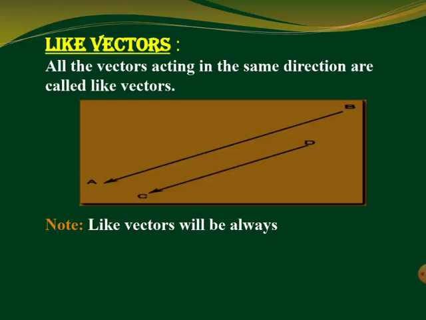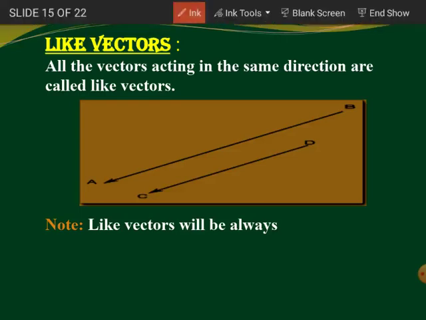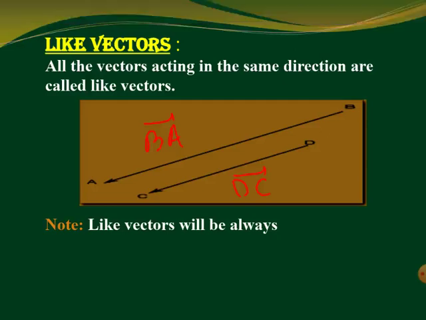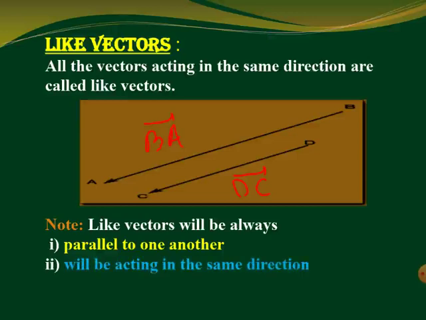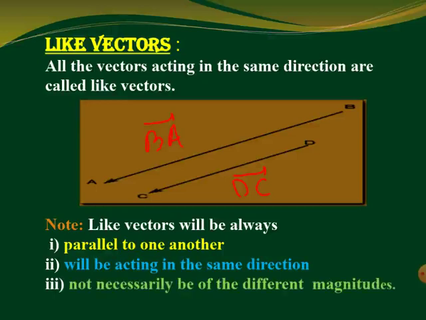So the BA vector and the DC vector, these two are parallel vectors, so we call them like vectors. BA vector and DC vector are like vectors. Now, the properties: two vectors will be parallel to one another. Magnitude may be the same or different, but it will be along the same direction. These are the properties of like vectors.